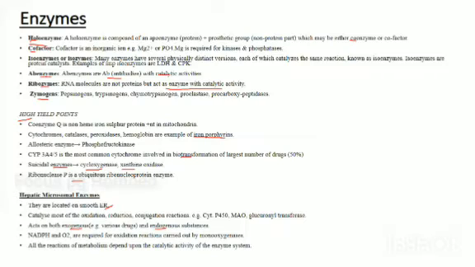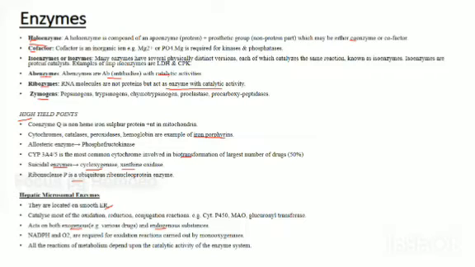Then there are some earlier asked questions. What is coenzyme Q? It is a non-heme iron sulfur protein present in the mitochondria. Cytochromes, catalase, peroxidase, hemoglobin are iron porphyrins. Allosteric enzymes are like phosphofructokinase.